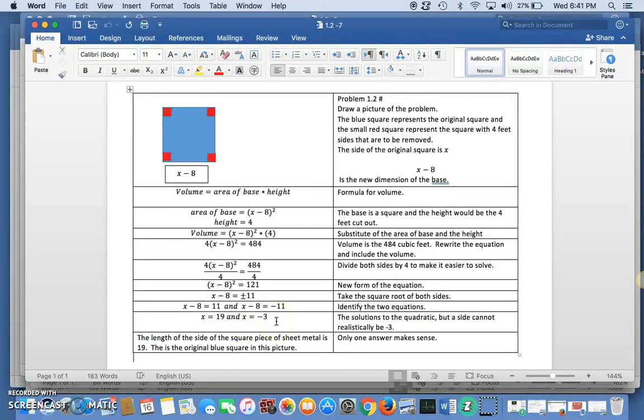Well, 19 is okay. We can use that side as being 19, so to speak. But can we use the x equals negative 3? Can we use that? No. Have you ever seen the side of a box that was a negative dimension? No, you can't. This is what we call an extraneous root. It's not applicable to our particular word problem. So the only correct answer here is 19.